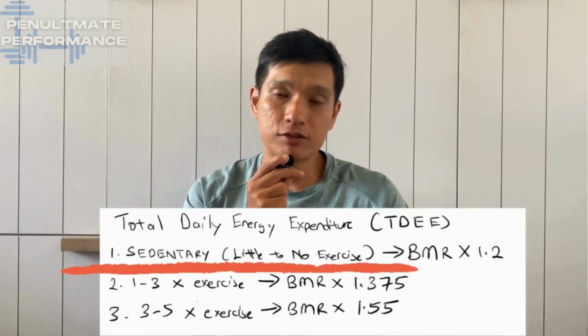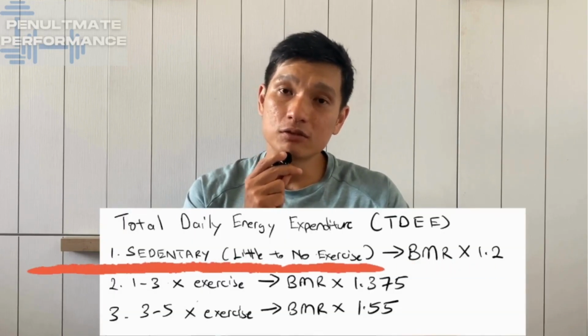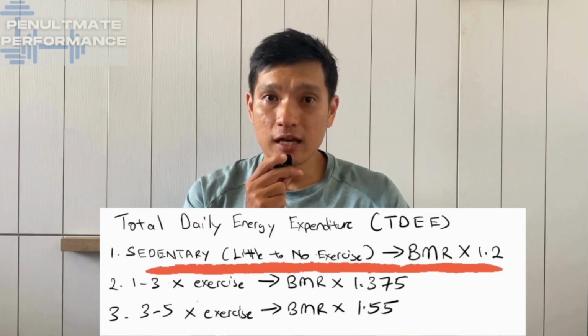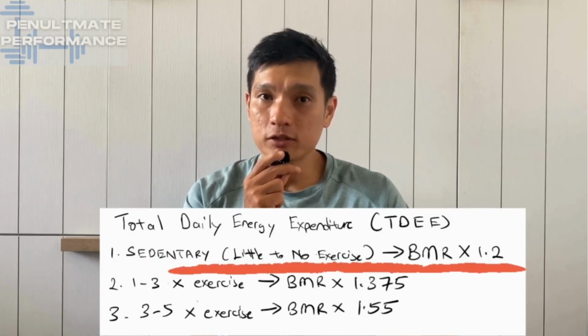Next up, we need to calculate your total daily energy expenditure, or TDEE in short. This is the total amount of calories you burn in a 24-hour period, and this will include the amount of physical activity that you do. This part is simple. If you are sedentary, which means you do little to no exercise, you take your BMR, which you have calculated earlier, and multiply it by 1.2.